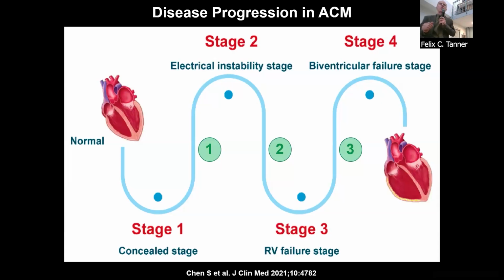So what I like to show you are 3 examples of our ARVC clinic. One is where you see the green number 1. So it's a concealed stage. One is at the electrical stage and one at the heart failure stage.